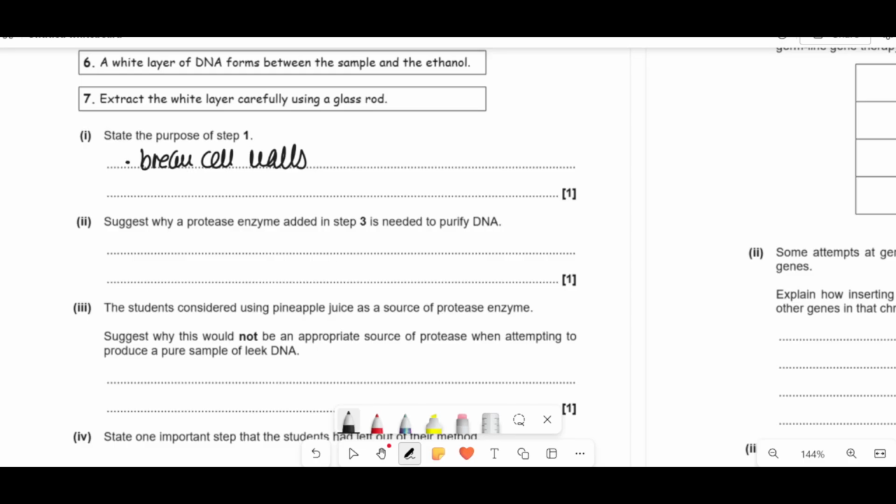Suggest why the protease enzyme in step 3 is needed to purify DNA. So you need to think, proteins and DNA, what could it be? Protease is an enzyme that breaks down proteins. We're looking at trying to get DNA out, so it must be breaking down proteins associated with the DNA. So it must be that it breaks down, or hydrolyzes, histones associated with or around the DNA. There are no proteins in the DNA itself, it's just that there are histones around it.